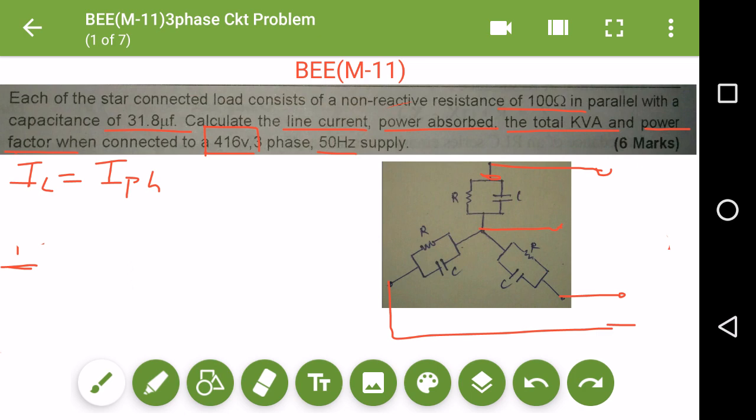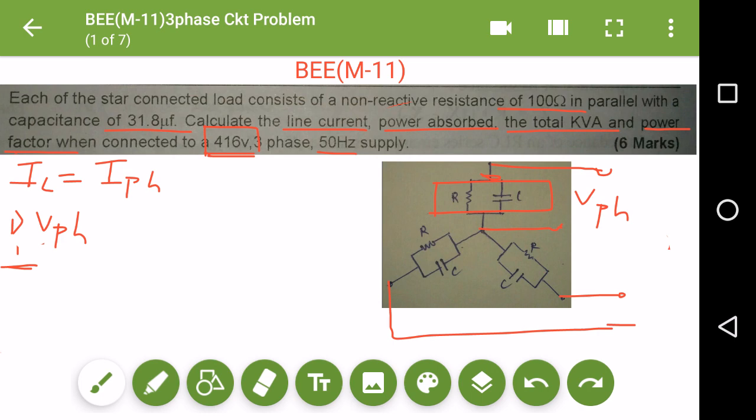I need to find VPH, the phase voltage. By knowing the phase voltage and these two values, I can easily find the current in this branch. The first thing I need to find is VPH, which is not given to us. They have given the total voltage, 416. Remember, this is not a phase voltage. 416 volt is the line voltage, so the first thing I need to do is find the phase voltage.